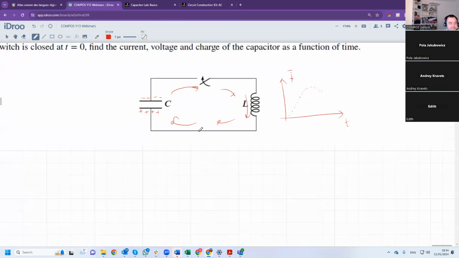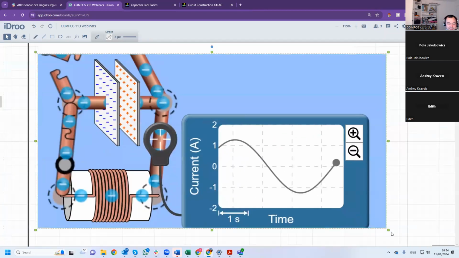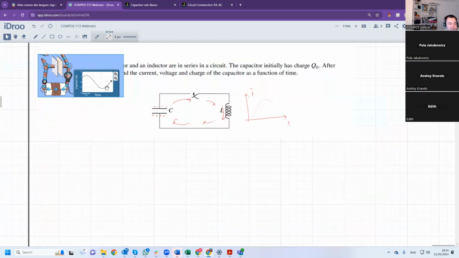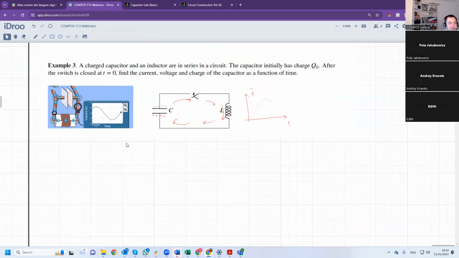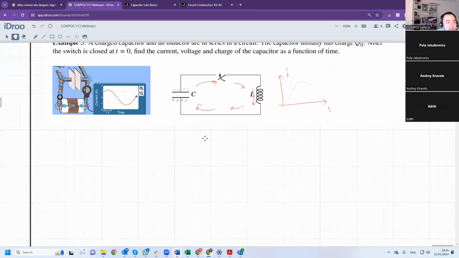I don't know, I find it really fascinating, this circuit. And let's do the differential equation here. Okay, so we know that the voltage on the capacitor is equal to the voltage on the inductor. So voltage on the capacitor is equal to the voltage on the inductor.